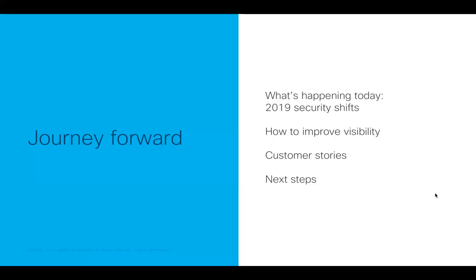From there, we'll take a quick look at some customer examples and how customers are using Cisco Umbrella and Cisco AMP to improve their visibility for their users and some of the specific results they've been seeing after using these products for some time. This is an interactive session, so feel free to post any questions in the chat, and we will save some time at the end to answer them live and go through your questions.